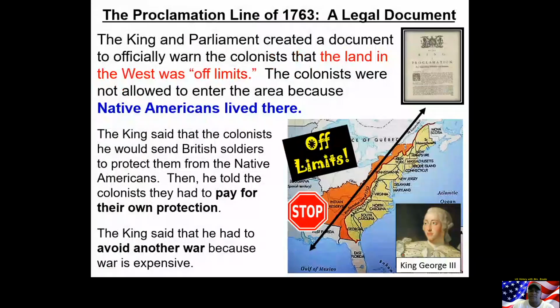Well, surprise, surprise. After the French and Indian War, the king told the colonists they could not move into that new area in the West. He says, no, you can't go over there. That land is off limits. Don't even think about it. Don't you know Native Americans are over there, and they might kill you? So the king said, you got to stay over here in your colonies. Don't pass the Appalachian Mountains. Don't go over there, because Native Americans are still mad.